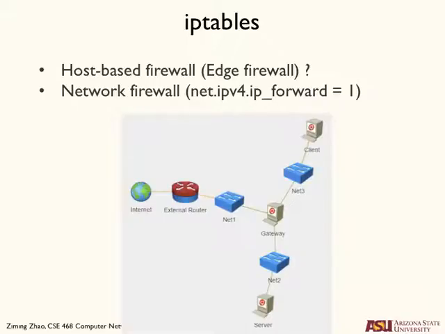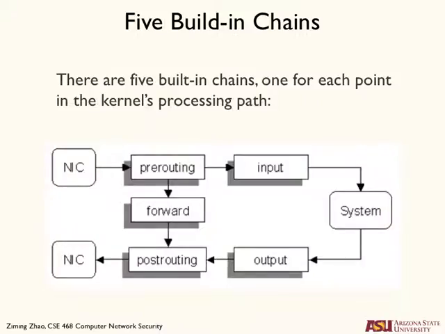So iptables can be an edge firewall, and it can also be a network firewall. It depends on how you use your Linux system. iptables has a very flexible design to support all those usages. In order to support that, iptables has 5 built-in chains. Those chains reside at one point in the kernel's network packet processing path.